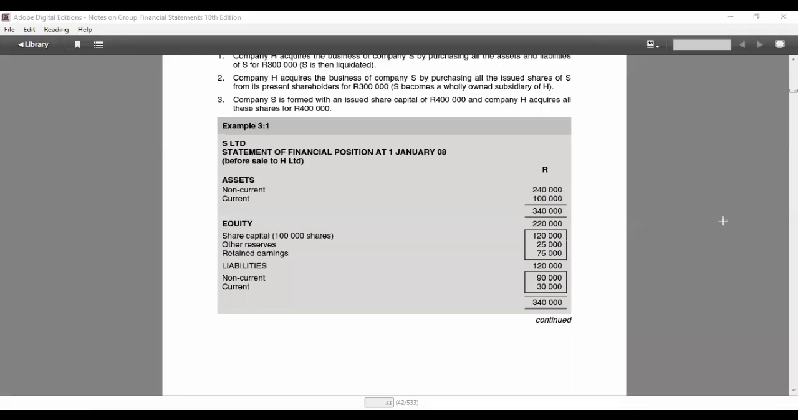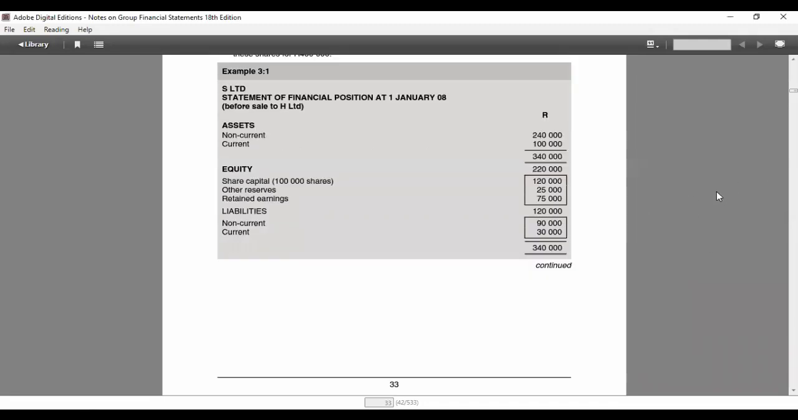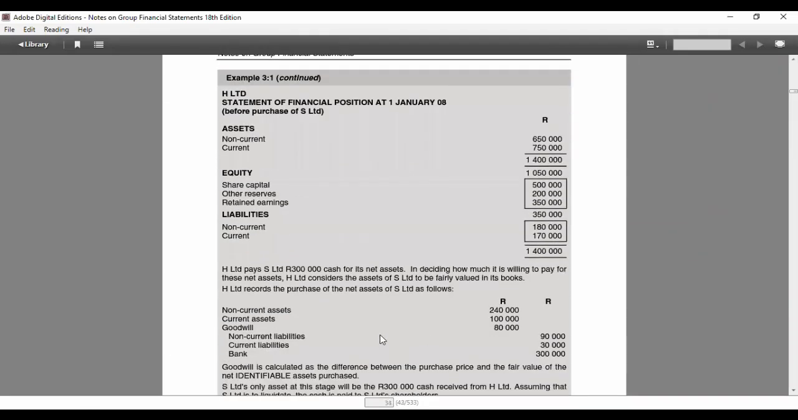Okay, so let's move down and see. We've seen what's happened with S. Now let's go back and have a look at what happens with H. Okay, we've had a look at our journal entry. So in H, our non-current assets, we are increasing. So we are adding 240,000. Our current assets, we are adding 100,000, as per our journal entry below. We then have goodwill. Goodwill is an asset. And it is increasing by 80,000.